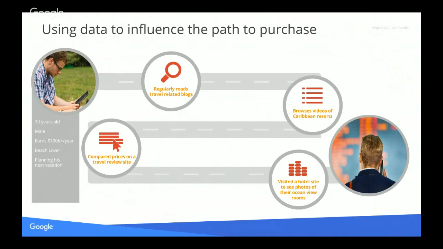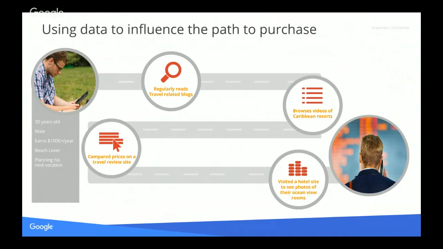Then, Alex watches some videos about Caribbean beaches. Advertisers could create a custom segment of Caribbean beach lovers to start influencing these users like Alex. Later, Alex visits a travel site to compare prices of different hotels. Based on these collective behaviors, we could classify him as an in-market audience intending to book travel to the Caribbean. Finally, he visits a specific hotel site to look at different oceanfront rooms.